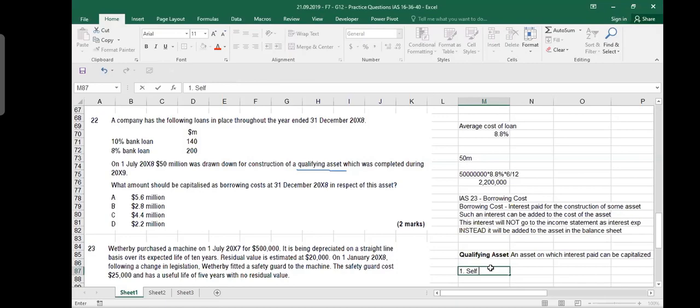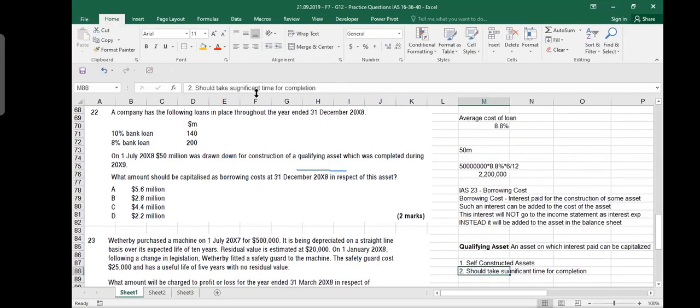So for capitalization, the only qualifying assets are self-constructed assets, assets which you will make. If you purchase some asset, you cannot capitalize the interest. But if you make some asset, which means the asset has to be self-constructed, it should take significant time for completion. When you watch this video, I'm sure you have watched it, but when you do a revision, it will be better. These are the two conditions which make a qualifying asset. So when we say qualifying asset, it means any asset on which I can add interest into the balance sheet. Got it?